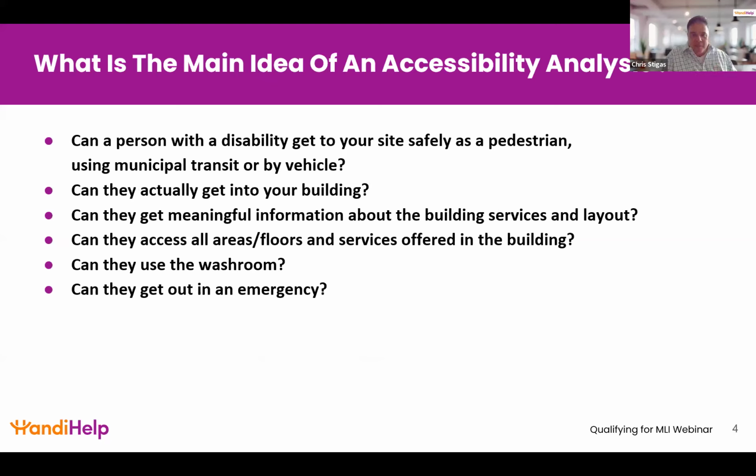So the idea of an accessibility analysis is, can somebody safely arrive at your site as a pedestrian? Can they get there by municipal transit? And can they safely be dropped off by a vehicle? Then can they get into your building? Can they get meaningful information about what's offered in your building? Can they access all the floors in the building? Can they use a washroom? And then can they get out in an emergency?